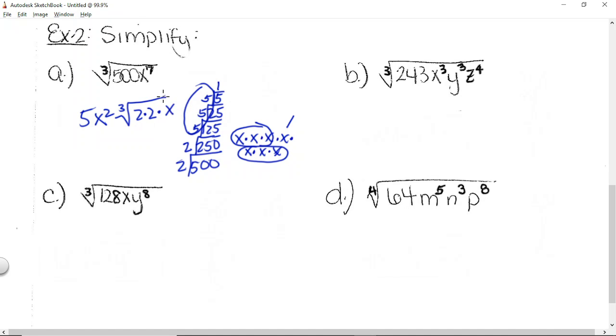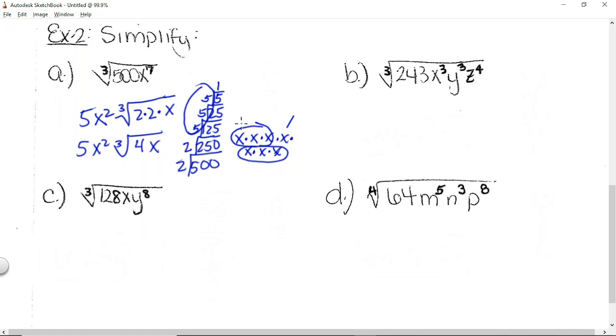So we will rewrite that because we can simplify it a little bit more, right? 5x squared times the cube root, and 2 times 2 inside there, that's 4. So we have 4x. And that's it.